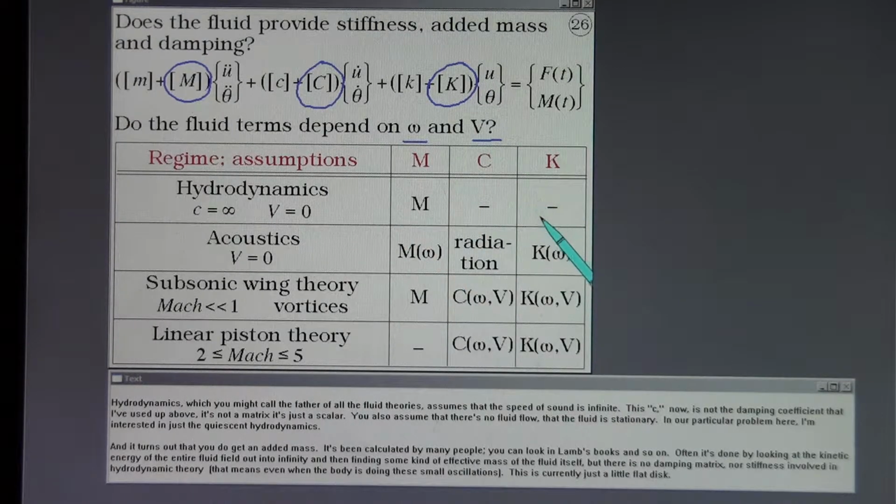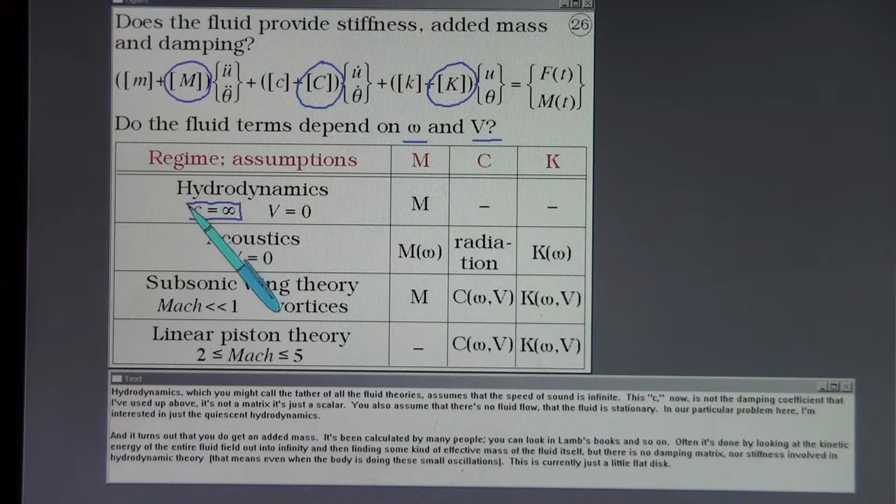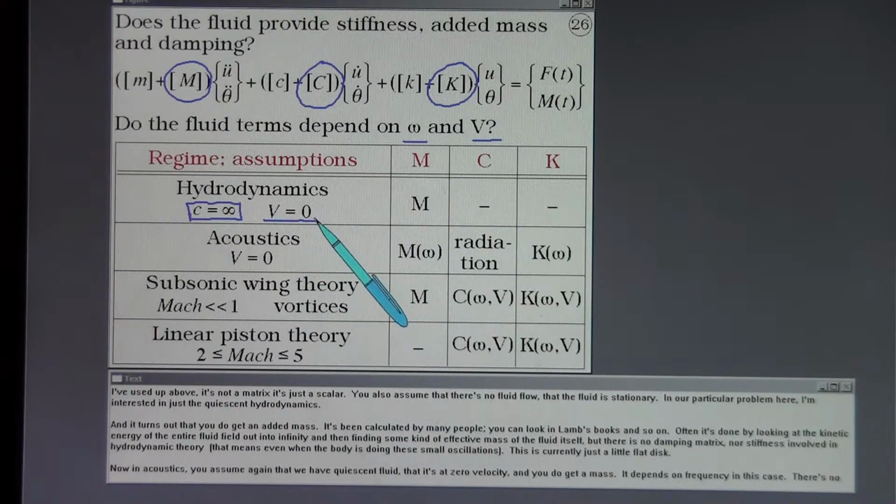Now, hydrodynamics, which you might call the father of all the fluid theories, assumes that the speed of sound is infinite, and this c now is not the damping coefficient that I've used up above. It's not a matrix, it's just a scalar. You also assume that there's no fluid flow, that the fluid is stationary in our particular problem here. I'm interested in just the quiescent hydrodynamics here.